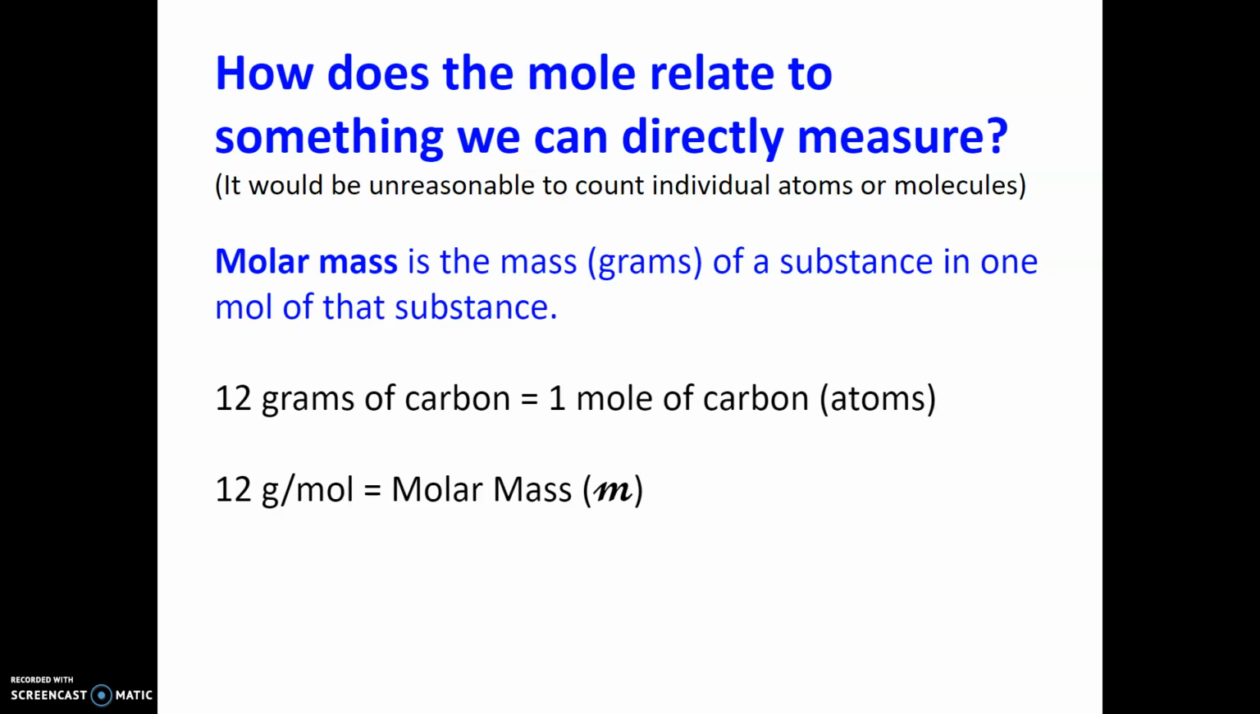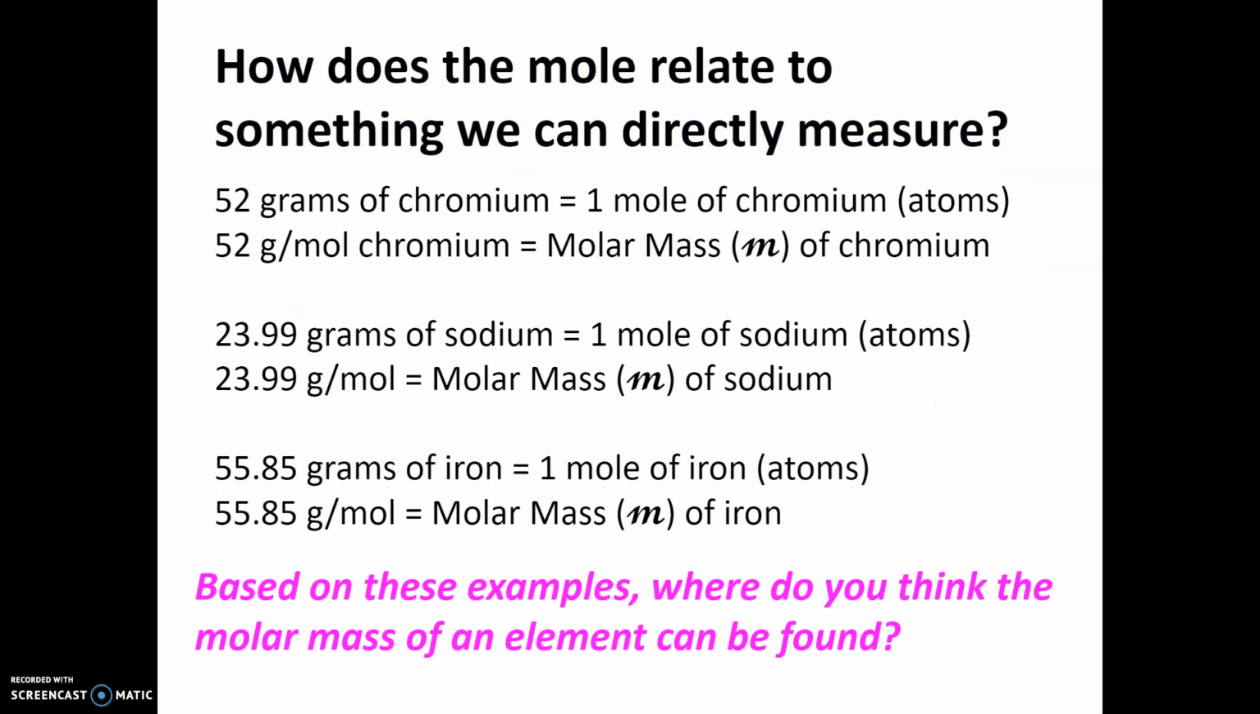So molar mass is the mass in grams of a substance in 1 mole of that substance. So that just means if you have 12 grams of carbon, it's equal to 1 mole of carbon. And so 12 grams per mole equals our molar mass. So basically, it's just created a conversion factor for us to be able to get from grams of a substance to moles of a substance. And this is true for any element.